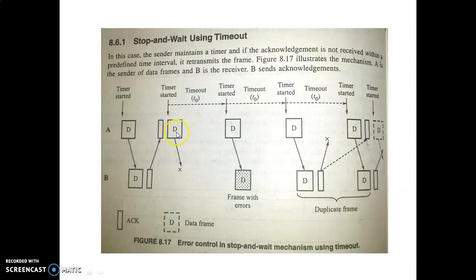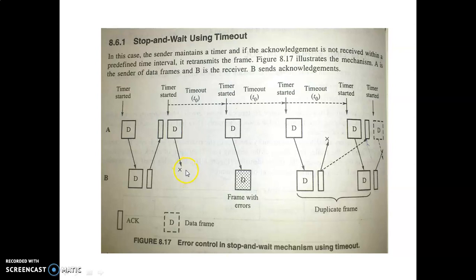Now there is one more thing that needs to be discussed: the moment this D is sent, a timer is started. Here it is mentioned as T0. We can take an example, maybe 5 milliseconds or 2 milliseconds. We will see the importance of the timer and why it is required. Here A sends the second frame.